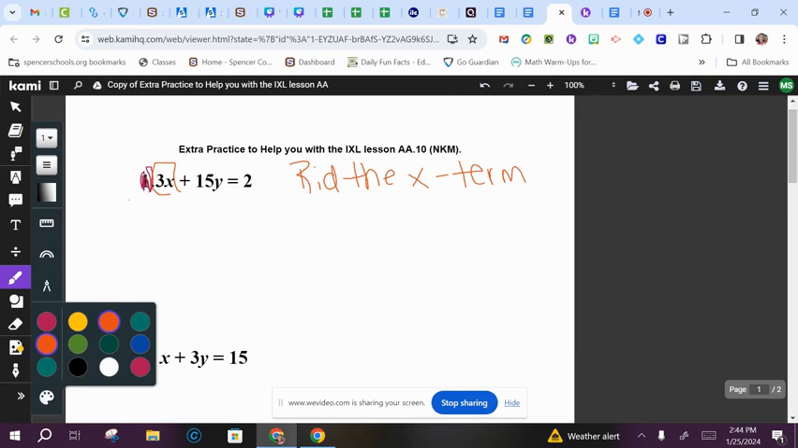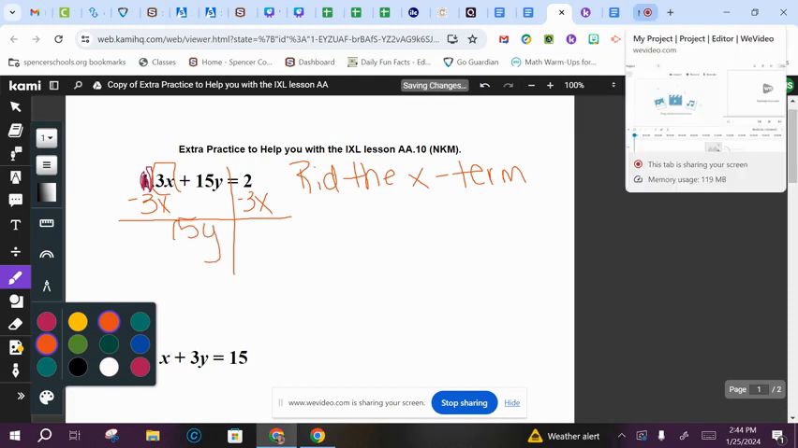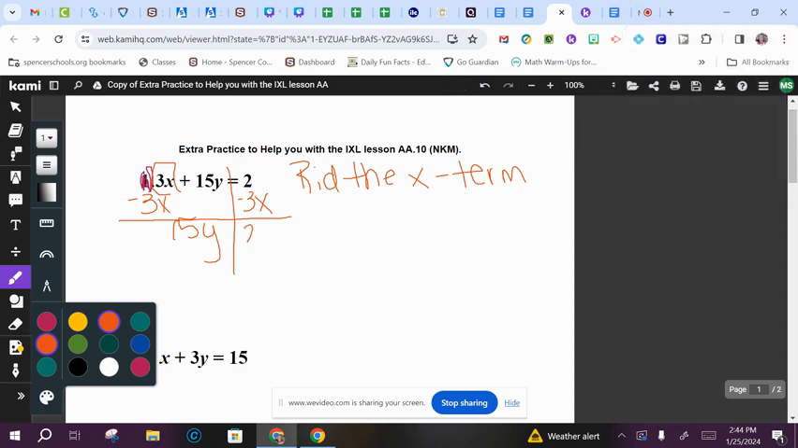So we're going to take away 3x from the left side, which means we have to take 3x away from the right side, which will leave us with the 15y on the left side, and then we go to the right side, and now we're taking away 3x's. Well, you don't know what 3x is worth or how much it is. So you are just going to leave it as, because we can't combine them since they're not the same term, 2 minus 3x.